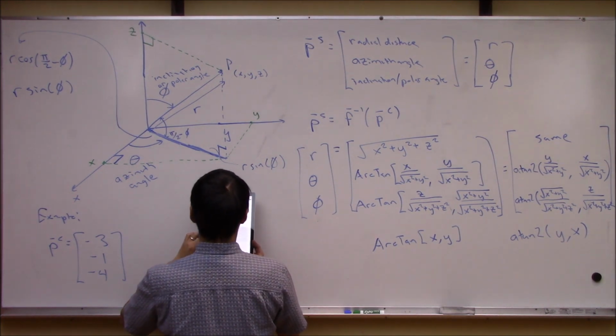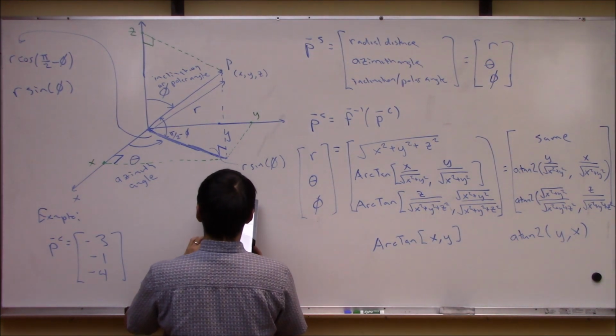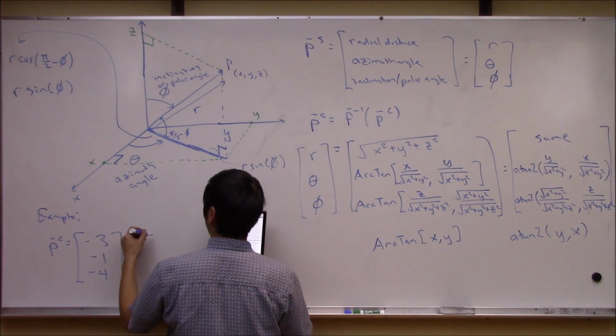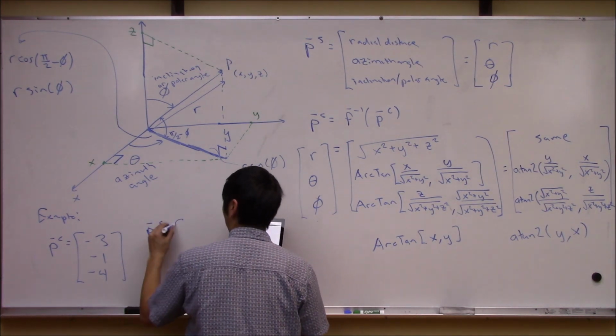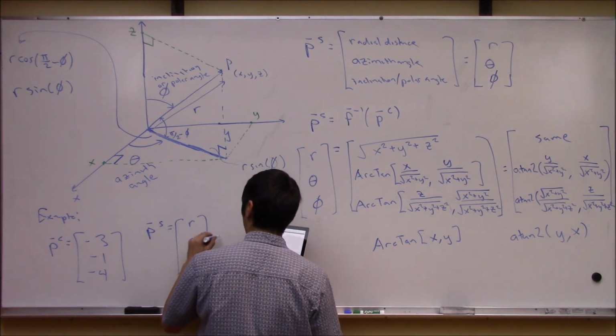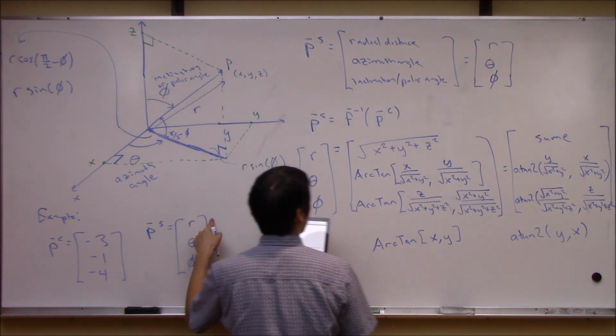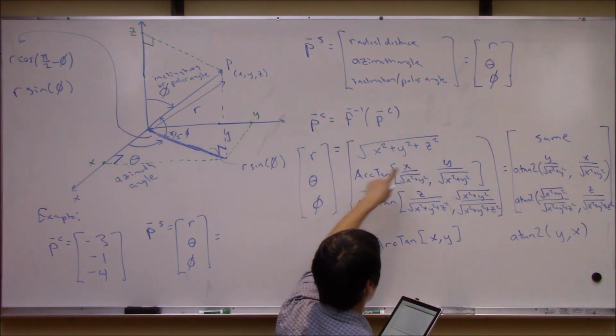I just want to make sure we're all on the same page here. Okay, let's do the forward transformation. I want this same point P in the spherical coordinate system, so I'm looking for the radius, the azimuth angle, and the inclination angle. Let's just run it through one of these sets.